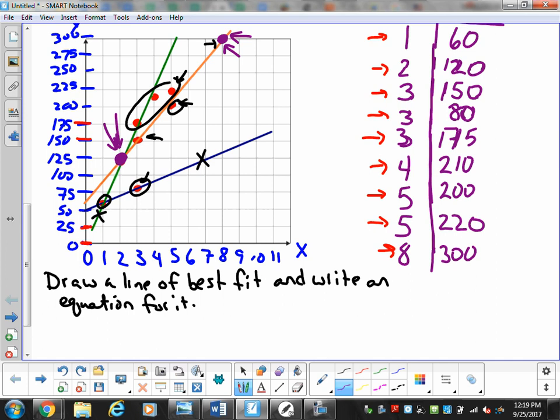And I can use my table of values over here to figure out those. This point right here is at x is 2 and y is 120. So if I look at my table of values, my first point I'm going to put is a 2 and 120.